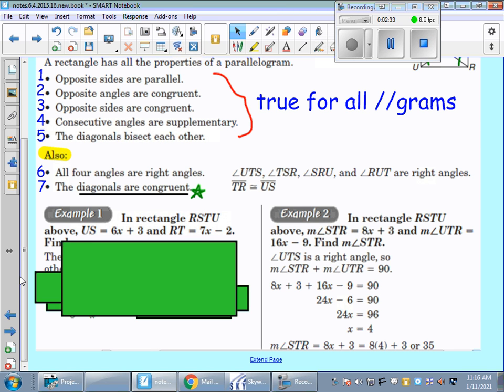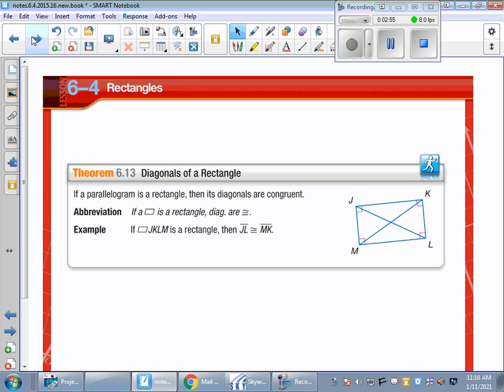And then what did it ultimately ask for? It ultimately asked you to find the measure of angle STR. So then you have to plug that in to STR. So you take the 4 times 8 and you add it to 3, and you get a total of 35. So again, don't forget that we usually have multi-step problems in geometry. Multi-step problems. Okay?